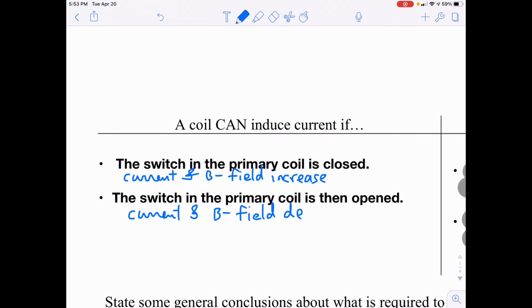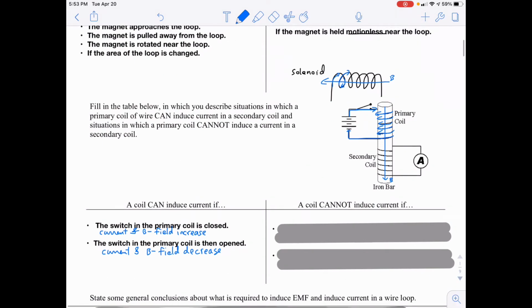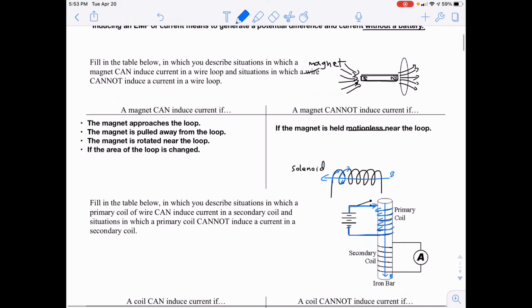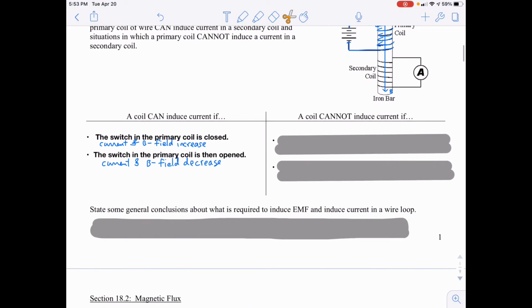Okay, so the key common point that you should see between a bar magnet and a coil is that increasing the magnetic field lines in a loop can induce a current. Decreasing, pulling it away, decreases the magnetic field lines passing through a loop. So increasing them or decreasing them seem to do the trick.